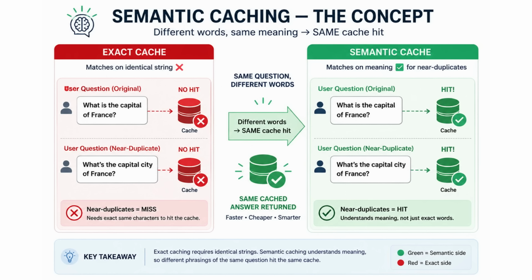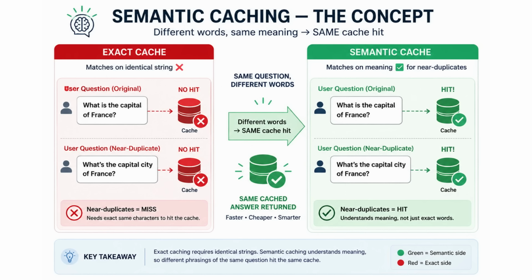On the right is semantic cache. Instead of comparing words, it compares meaning. Although the two questions are written differently, they ask for exactly the same information. The cache recognizes that similarity and returns the existing answer immediately. The big idea is shown in the center. Same question, different words, same cache hit.